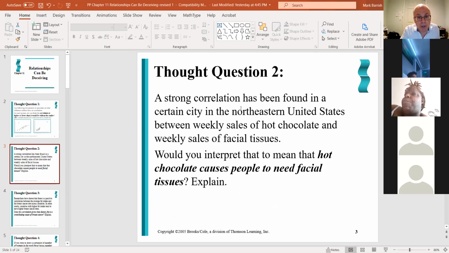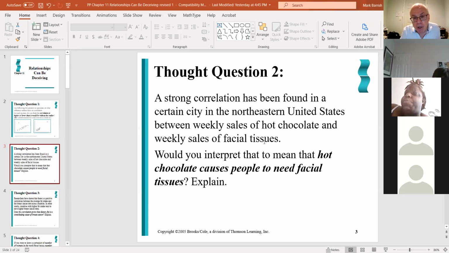Now, correlation has been found in a certain city in the Northeast U.S. between weekly sales of hot chocolate and weekly sales of facial tissues. You think that hot chocolate causes people to need facial tissues? Use your common sense. What does your common sense tell you? No, of course not, right? Yet we can see correlations between these two.